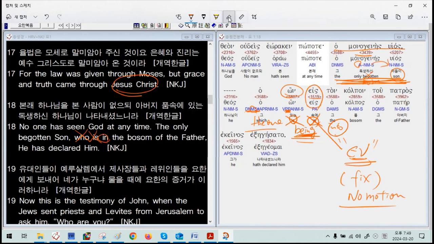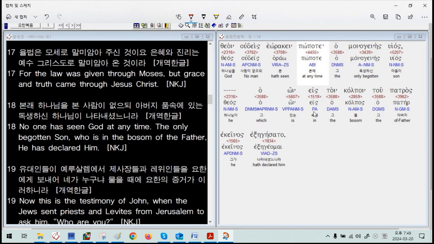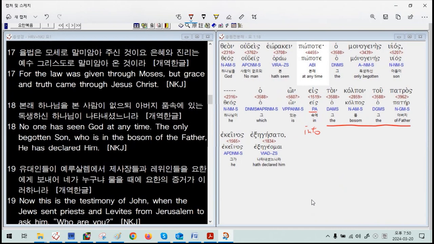Why are you moving into? To get the result. The result is what? Bosom of the Father. That's why this is an accusative preposition. You have a purpose, you have a result, you have a goal. So once you move into, you are in the bosom. After you move into, then fix this in, which is the Greek preposition en. En is number one also, right? We just saw that. So you are in the bosom of the Father. This is fixed.